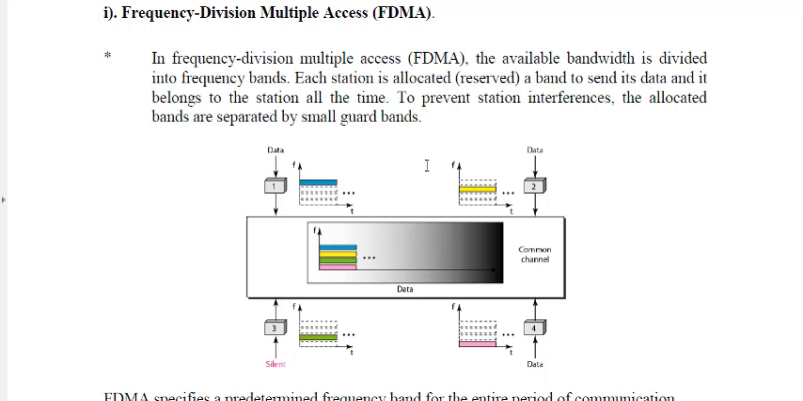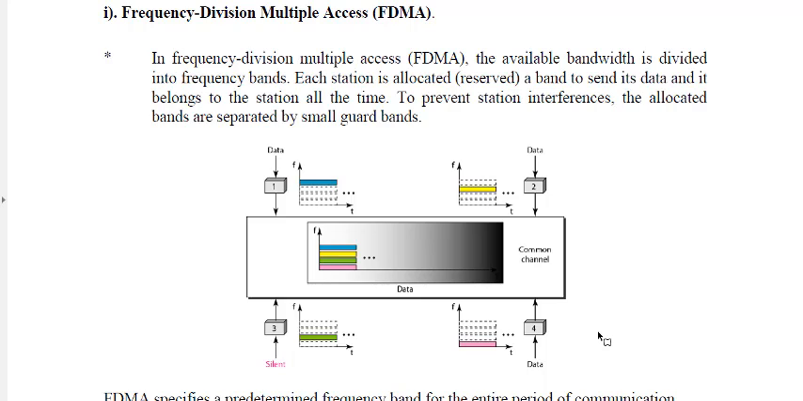The frequency band is divided into a number of bands. So each band is allocated to each station. For example, you can see it has four bands. The top band is allocated to this, and the second band is allocated to this, and the third band is allocated to this, and the fourth band is allocated to this.